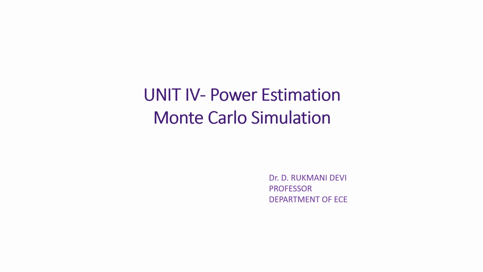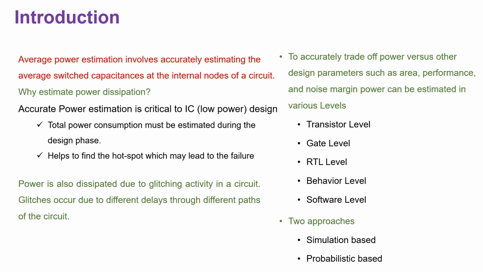Now we are going to see Unit 4, Power Estimation: how the power can be estimated in VLSI. That we are going to discuss here. The introductory part: average power estimation involves accurately estimating the average switched capacitances at the internal nodes of a circuit.